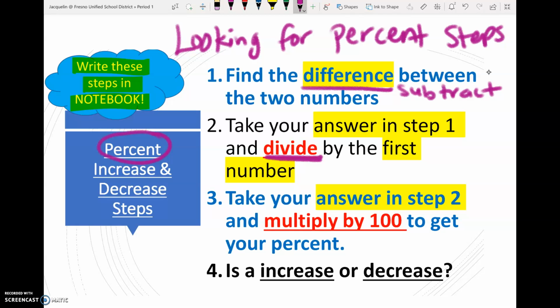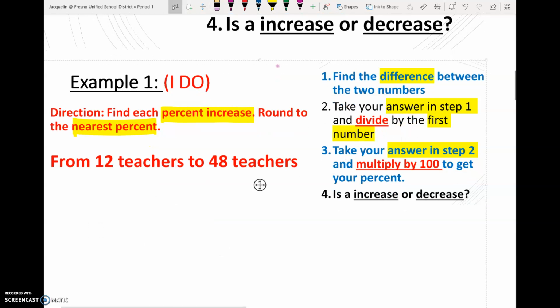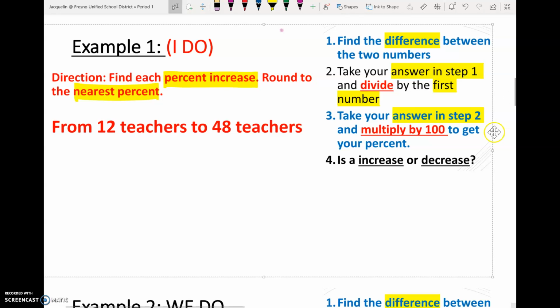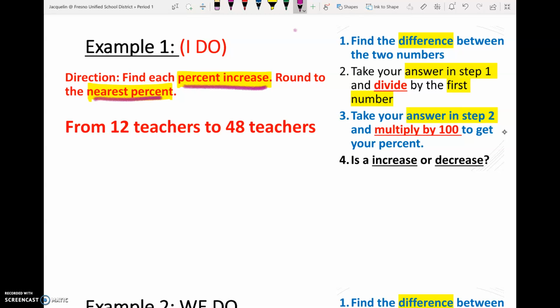Miss Ortiz will pause the video for a few minutes, and you are going to write this down in your math notebook. In this next section, you're going to put your pencils down while I do this one, and you guys just watch using the steps that were just given to you. The direction reads that we want to find each percent increase, and we're going to round to the nearest percent.